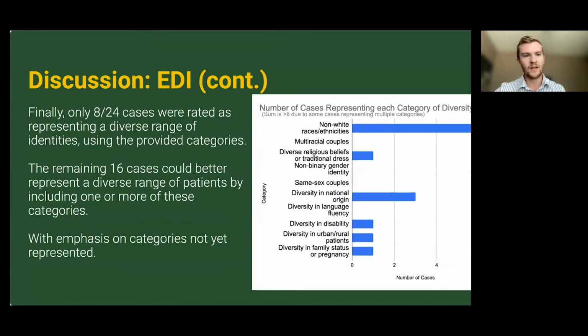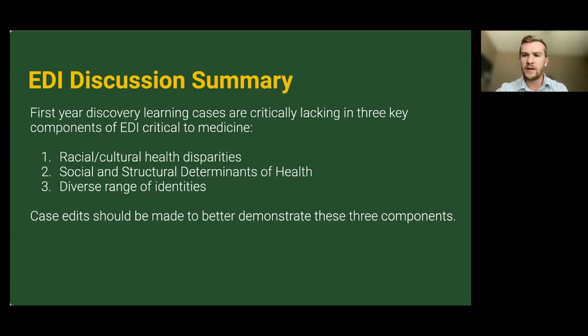Next slide, please. And finally, the last point that I mentioned was only 8 out of the 24 cases were rated as yes for representing a diverse range of identities. And the tool that we developed included a number of categories. You can see on the chart on the right, it just breaks down the identities by the number of cases that scored yes as representing this. So our suggestion to the editors is that the cases that scored no for this question could include even one identity from this list. And we would particularly like to emphasize the categories that have not been represented in any cases. This is particularly important as in medicine, we have a very diverse range of patients, and learning about these different groups is key to being an effective practitioner. Next slide, please. I think this is back to Kuda now to summarize.